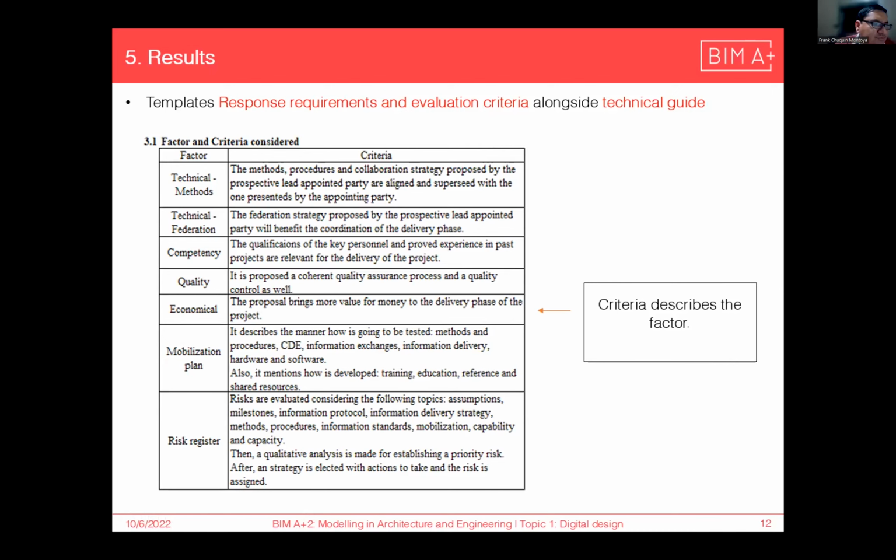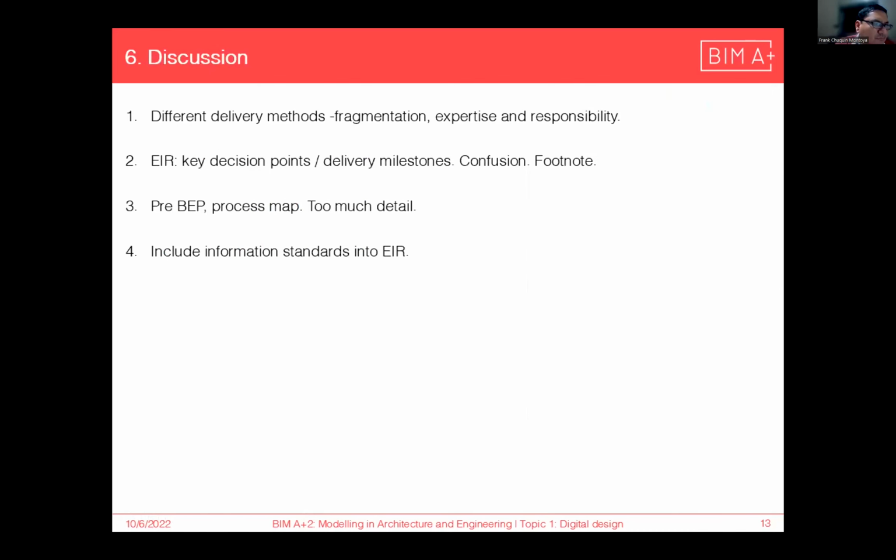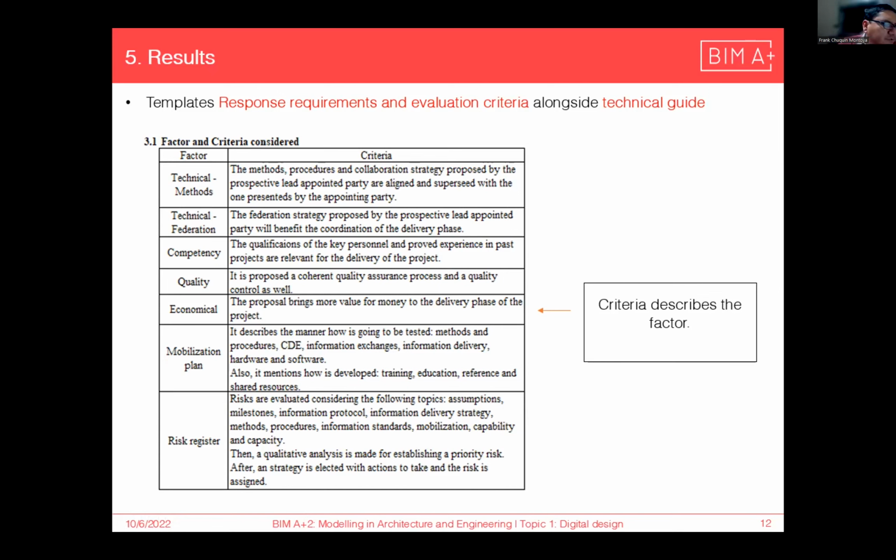Then in section 2 is included choosing by advantages, a tool from the lean construction community, and in the technical guide the factors and criteria considered are described. They are technical, competency, quality, economical, mobilization plan, risk register. The criteria to be considered in the evaluation is the description or specification of each factor.